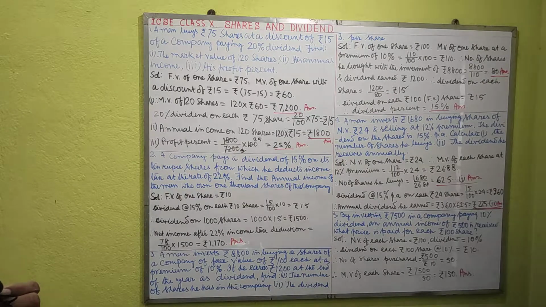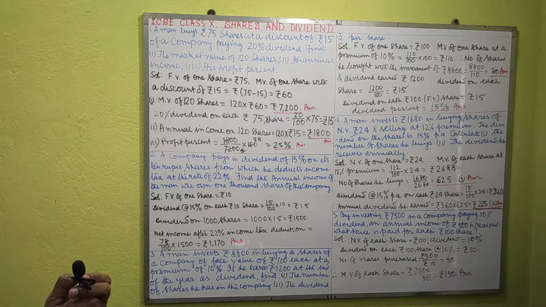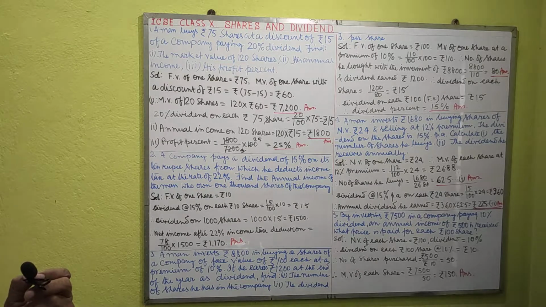Number 4. A man invests rupees 1,680 in buying shares of nominal value of rupees 24 and selling at 12% premium. The dividend on the share is 15% per annum. Calculate the number of shares he buys, the dividend he receives annually, and the nominal value of one share.